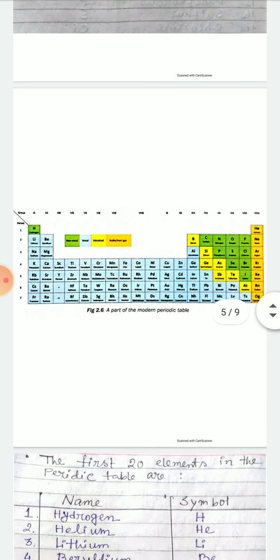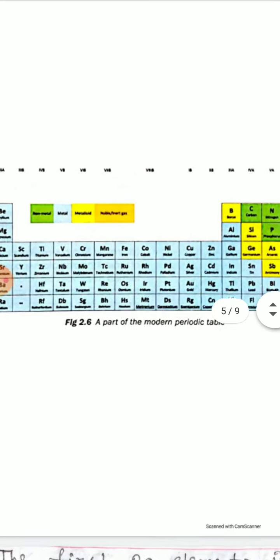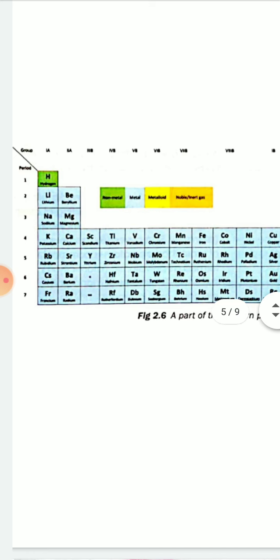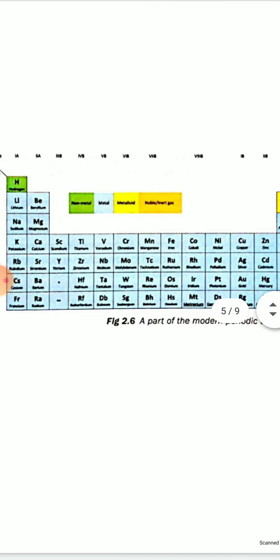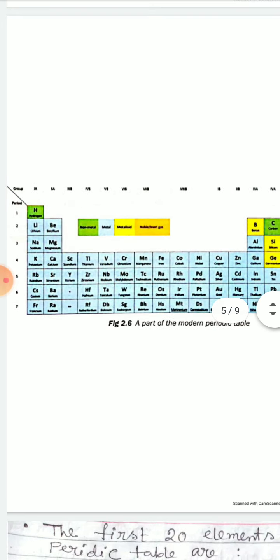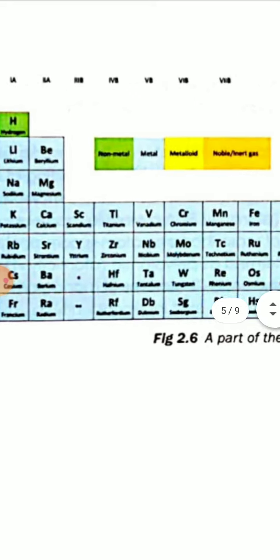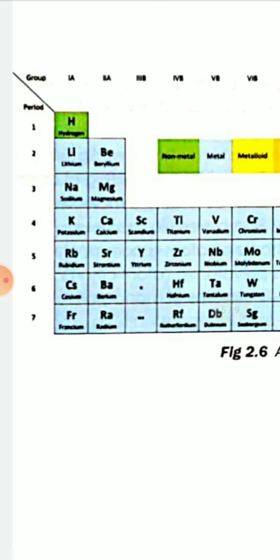Horizontal rows are known as periods, and vertical columns are known as groups. So there are 7 periods. You can see here, period is written on the left side: period 1, 2, 3, 4, 5, 6, 7. Okay, 7 periods.